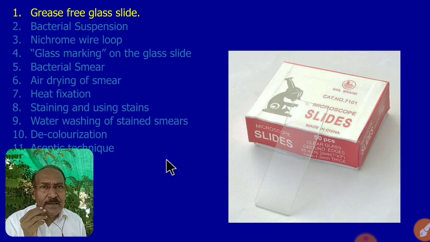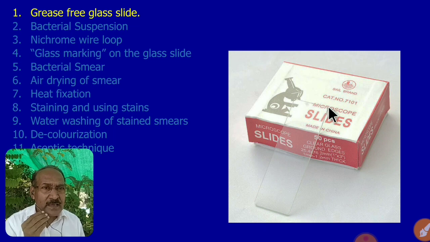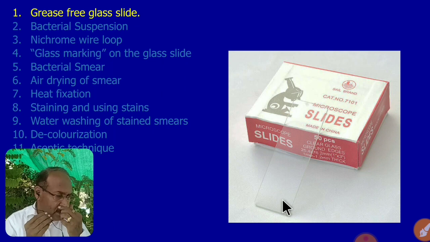First, say, is grease-free glass slide. Here in this slide, I have shown one plain glass slide. This is the glass slide which is used for observation of bacterial smears under the microscope. So when we need to know grease-free glass slide, what exactly does this mean?